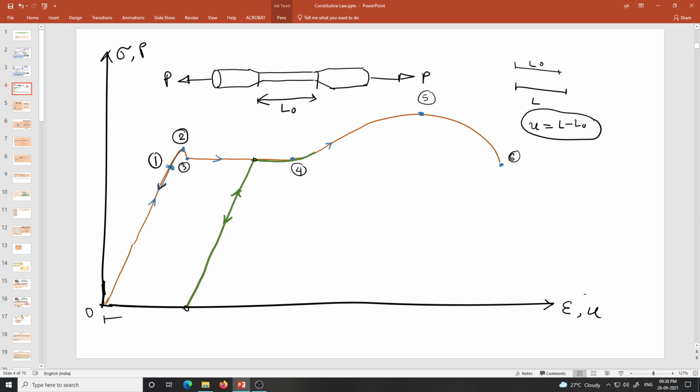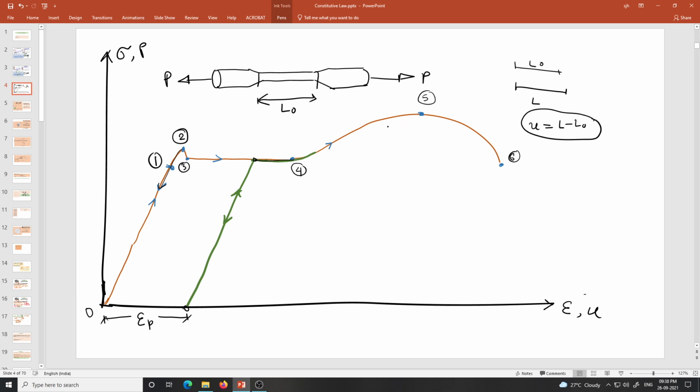That means there will be permanent deformation after the removal of the load. Again, if you start loading, it is going to follow this path, and it will come up to this junction, then it is going to follow the old path. So beyond point 4, we say that it is point 4 to point 5, with level 4 to level 5.